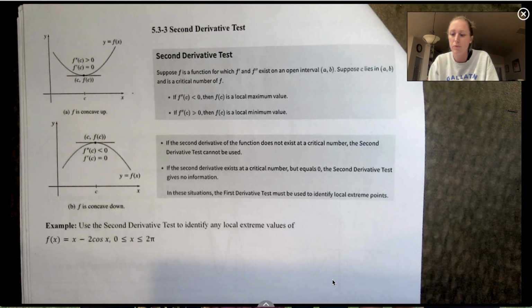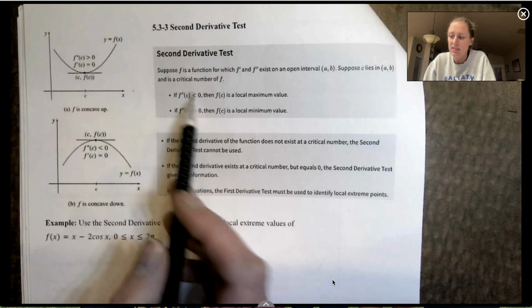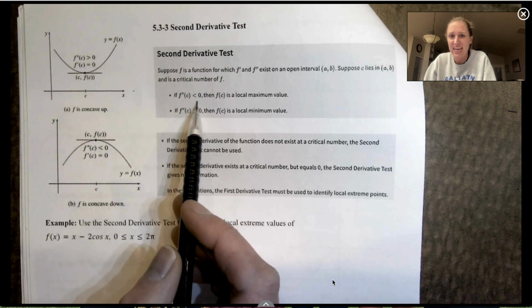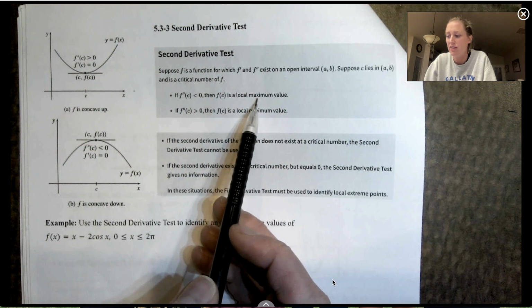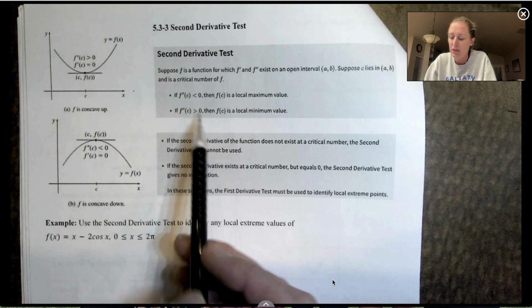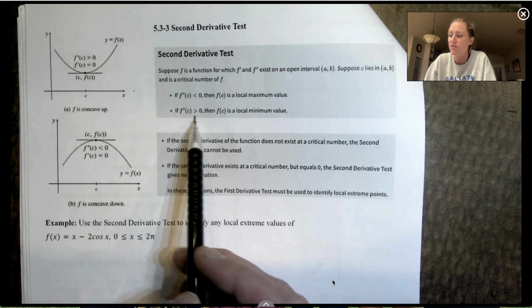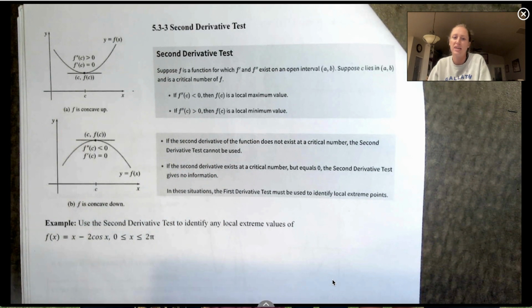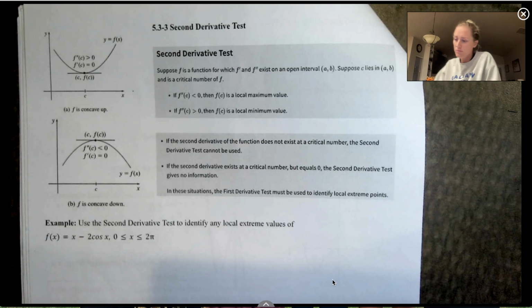I just have one example I'm going to do in this one, but we're going to use something called the second derivative test. Basically, if we know that a function is twice differentiable and the second derivative is negative, we can say that that is a local max. If the second derivative is positive, that's a local min. So here are some pictures to depict what's happening here.